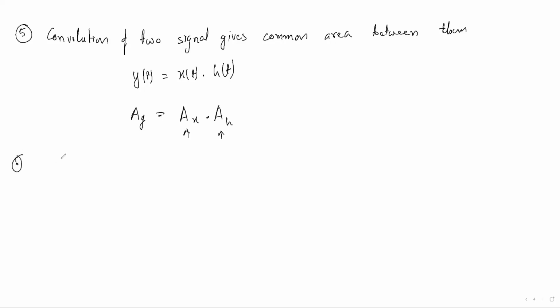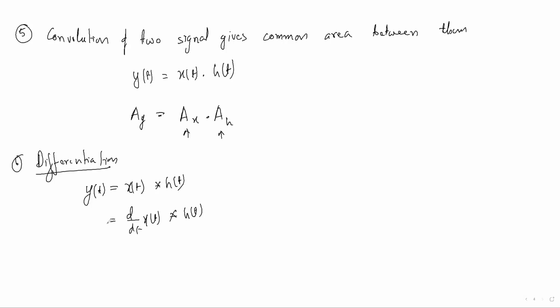The sixth property is related to differentiation. What it says: suppose the relation between x(t), h(t) and y(t) of an LTI system is given like this: y(t) equals x(t) convolve h(t). If you take a differentiation of any signal, x(t) or h(t), then this differentiation will come in y(t) also.